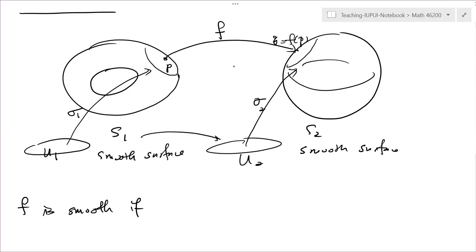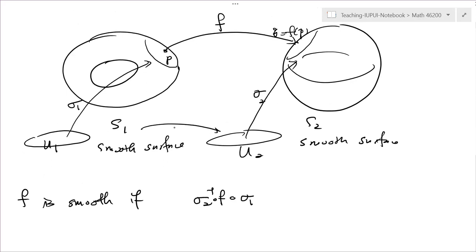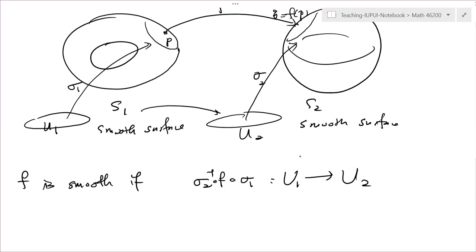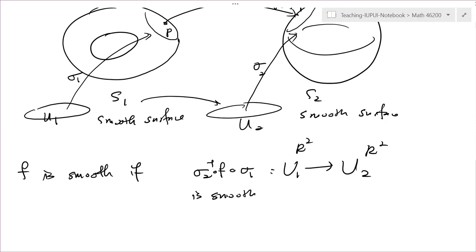Well, you go this way: sigma 1, then compose it with F. Then you have to pull back by the inverse. So this is a map from U1 to U2. Because these are two open sets in R2, you can view it as a vector variable function that has two components. If this is smooth, it means it's differentiable many times.